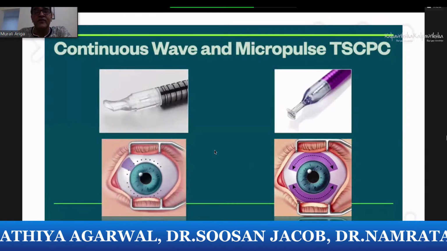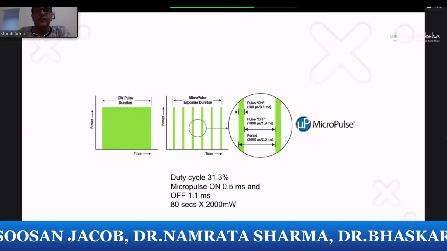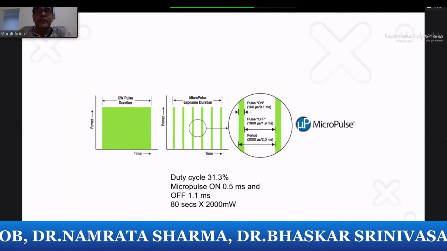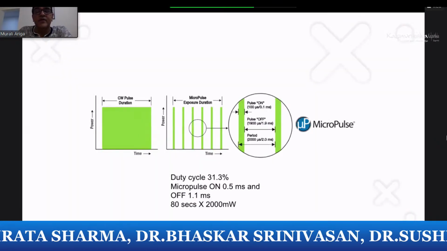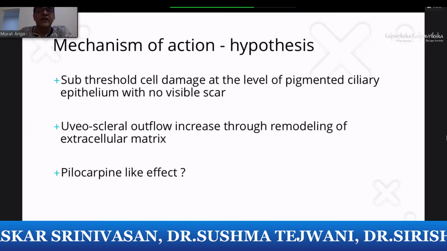And in eyes with seeing potential, the micropulse CPC cyclophotocoagulation is also useful. This is the duty cycle of the micropulse, about 31.3%, with an on time of 0.5 and an off time of 1.1. How does the micropulse work?